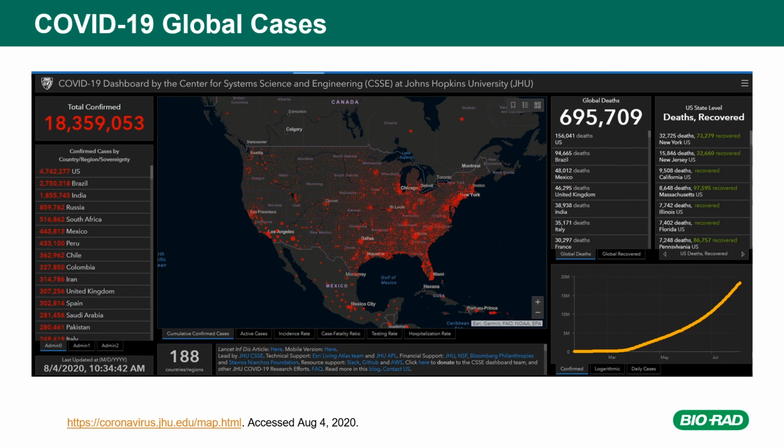This is the Johns Hopkins COVID-19 dashboard, which shows the most recent COVID-19 global cases. This was accessed in early August, so clearly this data has changed by today. But just at an overview perspective, it shows that greater than 18 million people have been infected with SARS-CoV-2, resulting in almost 700,000 deaths, with the United States accounting for approximately 26% of infections and 22% of all the deaths.